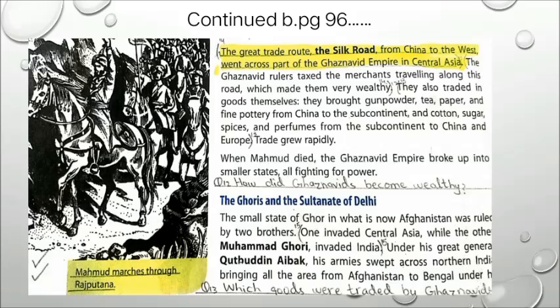Instead of staying united and handling all the affairs of the empire together, what the state rulers did, they began to fight for power. As a result, that whole empire broke up into smaller states, and every state had its own king, or you can say the main person in charge who was handling all the affairs of those smaller states.